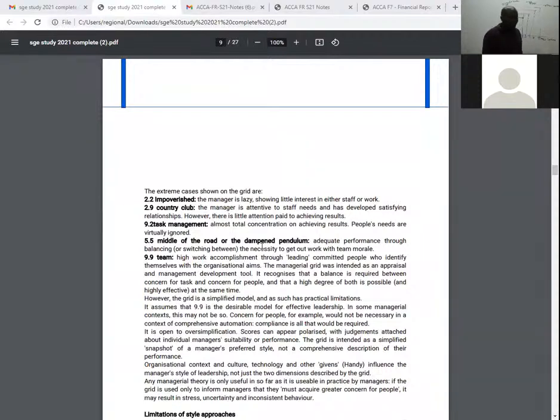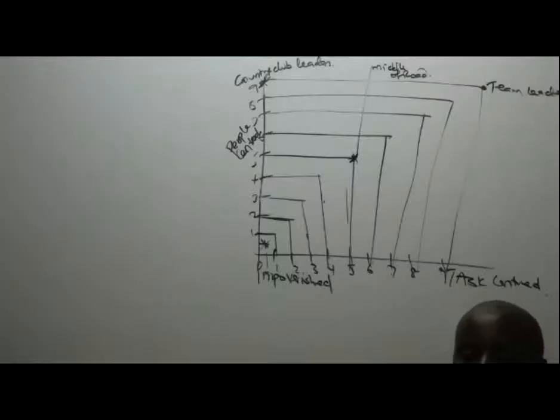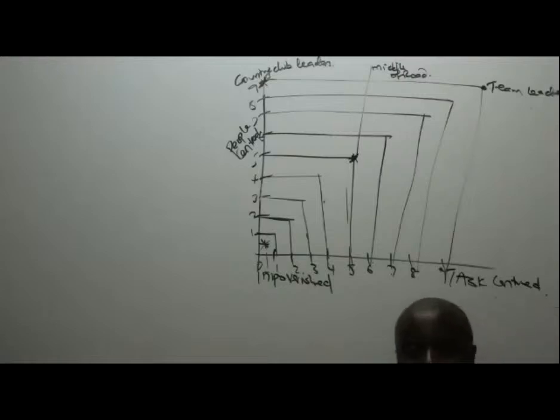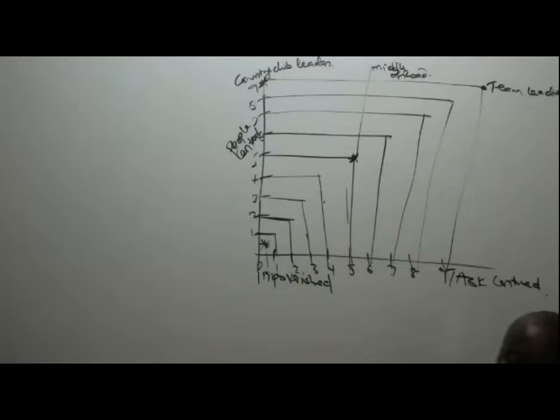And then we have middle of the road. So under middle of the road, what do we have? Adequate performance through balancing or switching between the necessity to get out work with the team morale. So basically here at the middle of the road, or the dampened pendulum, ladies and gentlemen, we are looking at striking a compromise between the task and people issues. Don't push people so much, right? Don't think about the tasks only. No, we need to strike a compromise.